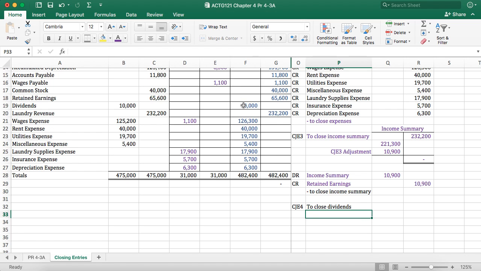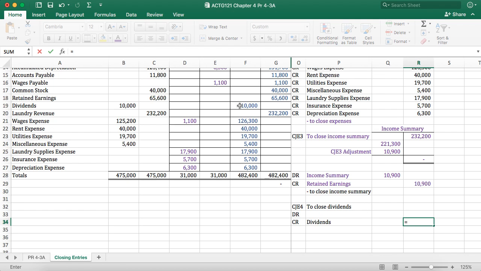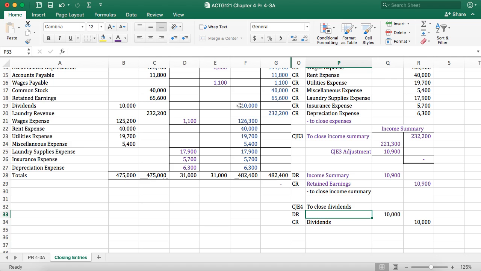So dividends, as we can see right here, is normally a debit balance. So to close this account, to get this account to zero, we're going to need a credit. So we know we have a debit and we know what our credit is. So let's put the credit in first. The credit is dividends and the amount is $10,000. If I know what my credit is, then I know what my debit amount is, right? Because debits have to equal our credits. And the account that we use is retained earnings.